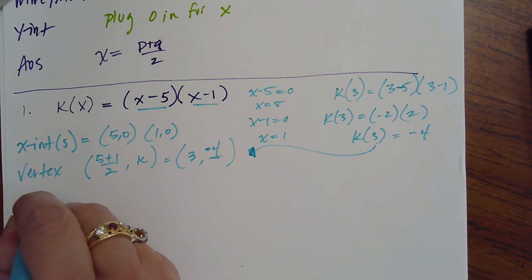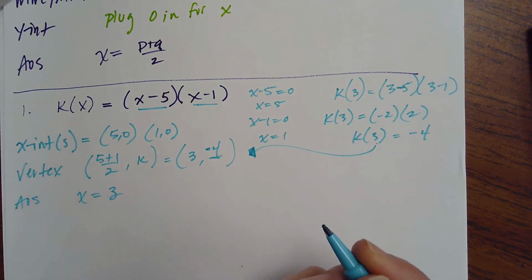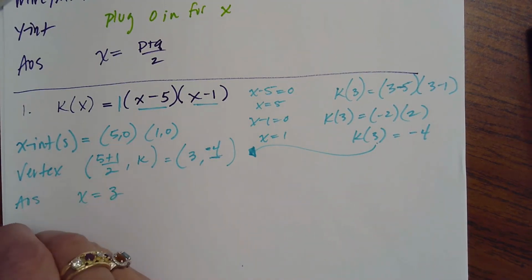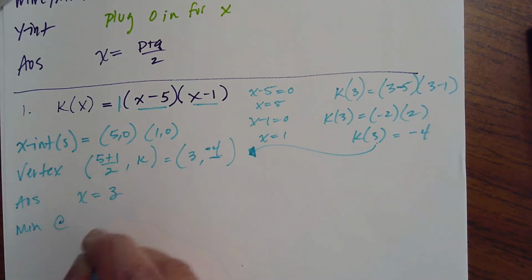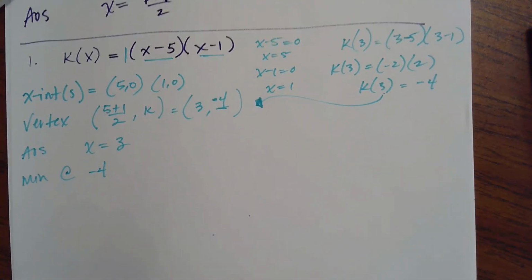All right, let's do the axis of symmetry since that one's fairly easy. It's just x equals 3 because it's the x value of our vertex. The a value in our equation is positive, which means there's going to be a minimum, and it's going to be at negative 4 since that's the y value of our vertex.